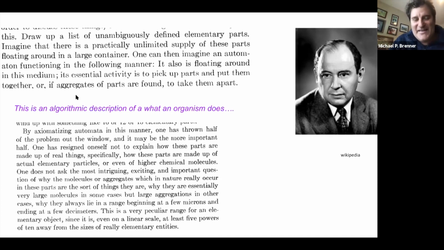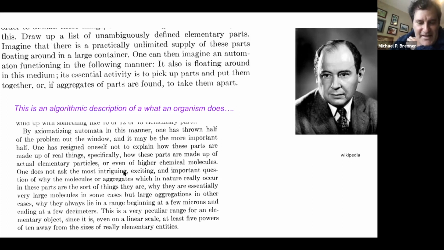He says, by the way, this is an algorithmic description of what an organism does. But the question is, many of us work on things that are floating around in containers, and so surely we can figure out how to design them so they do this. And he then goes on to say, by axiomatizing automata in this manner, one has thrown half the problem out the window, and it may be the most important half. One has resigned oneself not to explain how the parts are made up of real things, specifically how these parts are made up of elementary particles or higher order chemical molecules.